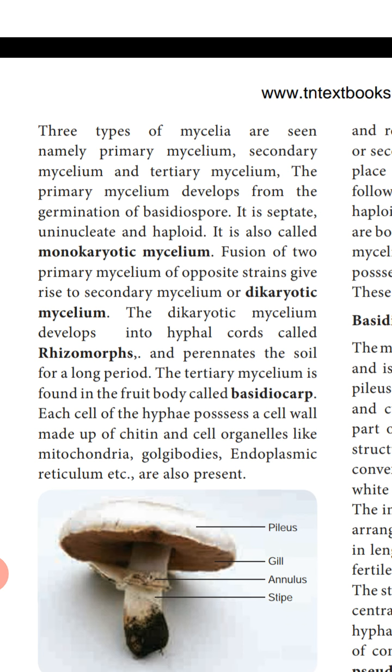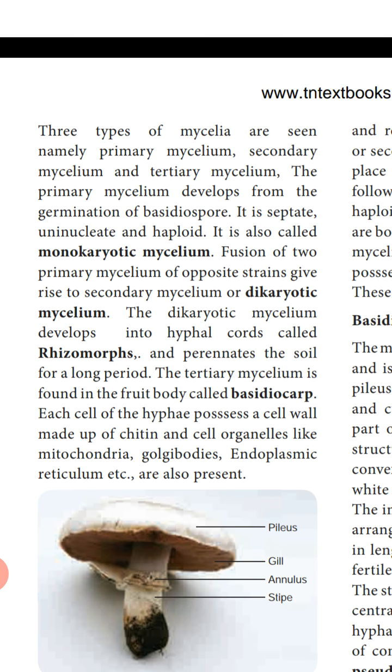The dikaryotic mycelium develops into hyphal cords, which are called rhizomorphs. This dikaryotic mycelium develops an underground hyphal structure called the rhizomorphs, which perennates, that is, remains in the soil for a long time. The third type of mycelium, the tertiary mycelium, is found in the fruit body, which is called the basidiocarp. Each cell of the hypha possesses a cell wall. As we know from the general characteristics of fungi, the fungal cell wall is made up of chitin, and being a eukaryote, it has membrane-bound cell organelles like mitochondria, Golgi bodies and endoplasmic reticulum. Next we are going to study the basidiocarp.